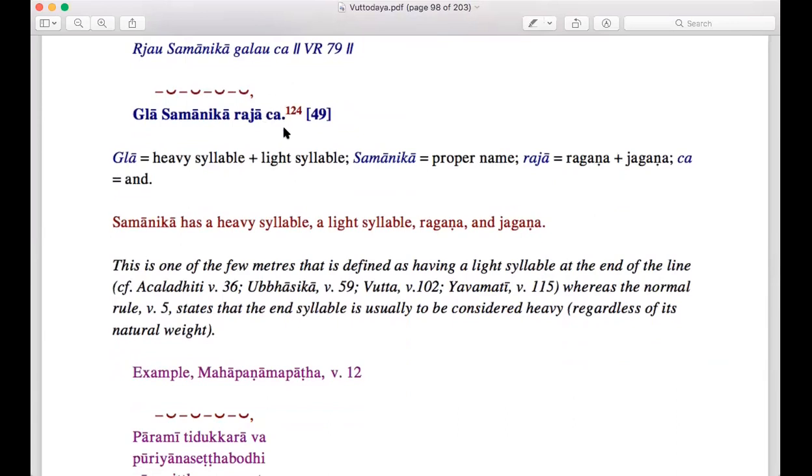Here the syllable is light. In the usual way we should consider this as heavy, but here we do not. If we consider this as heavy, like Padanta Garu, then this is not a Jagana. This is Yagana, right? If we consider this as Garu, this becomes Yagana. But we do not consider that as Garu, because we need Jagana here.